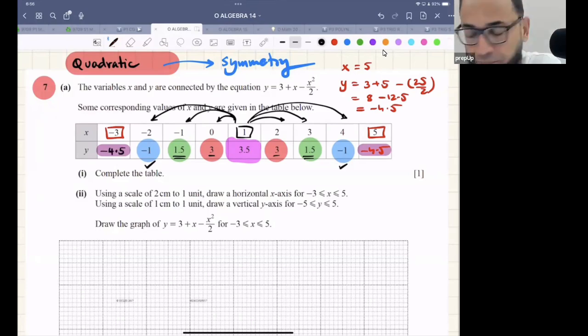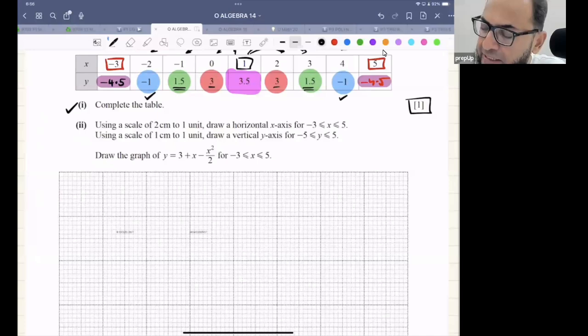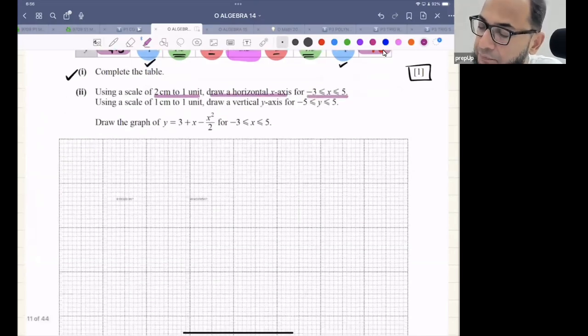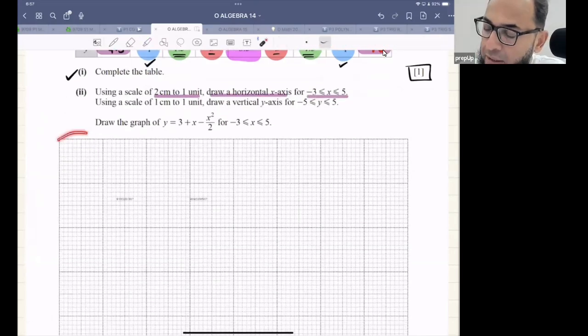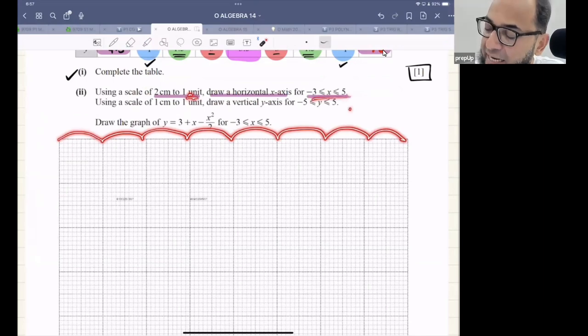I believe in symmetry. Now let's plot this graph, complete the table, 1 mark. Using a scale of 2 centimeters to 1 unit, draw a horizontal axis from -3 to 5. Count the squares. This is 1, 2, 3, 4, 5, 6, 7, 8, because 2 centimeters equals 1 unit, exact same thing.